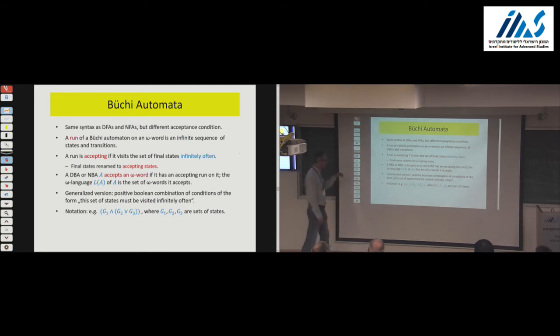Good. It's not very difficult to see that you can generalize the accepting condition introduced by Büchi a little bit. So you can consider positive Boolean combinations of conditions of the form: this set of states must be visited infinitely often. So for instance, using a little bit of notation, we could describe the accepting condition of this kind of generalized Büchi automaton like this. This is a set of states. This is another set of states. This is another set of states. And I am telling you that a run is accepting if and only if you visit this set of states infinitely often, and you visit either this set of states or that set of states infinitely often.